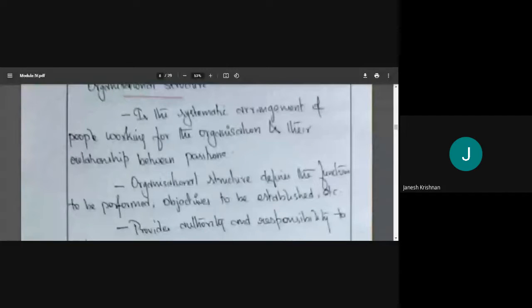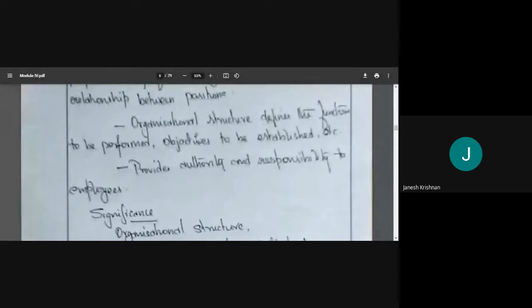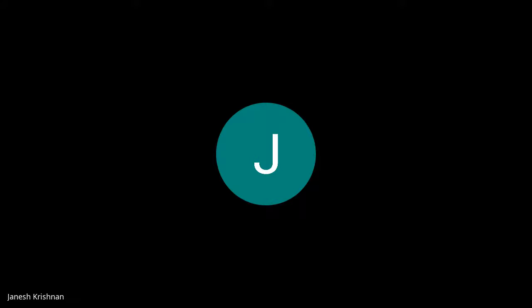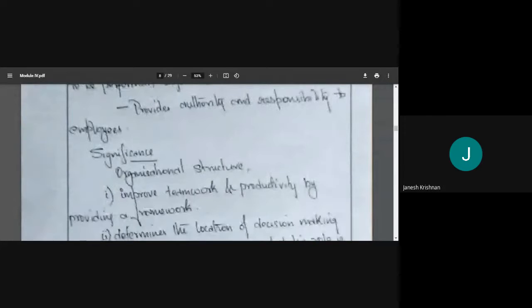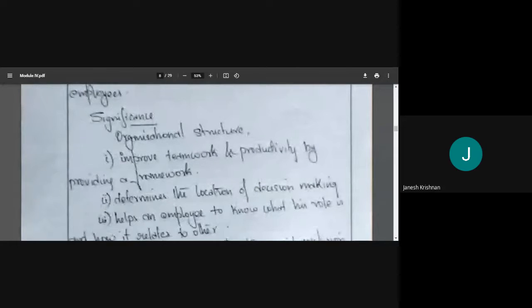But what you have to understand is that whenever we have authority, we have the other, responsibility. Similarly, there will be authority and responsibility also. Now, what is the significance of an organized structure? It will improve teamwork and productivity by forming a framework.